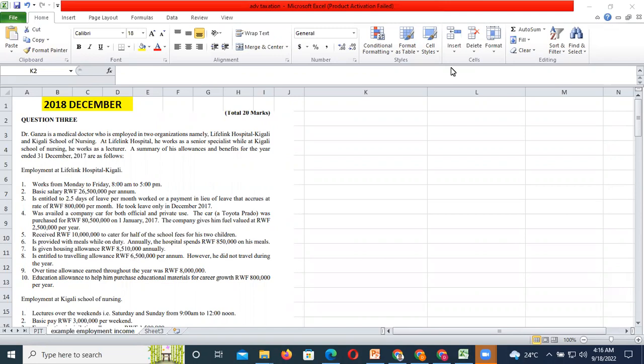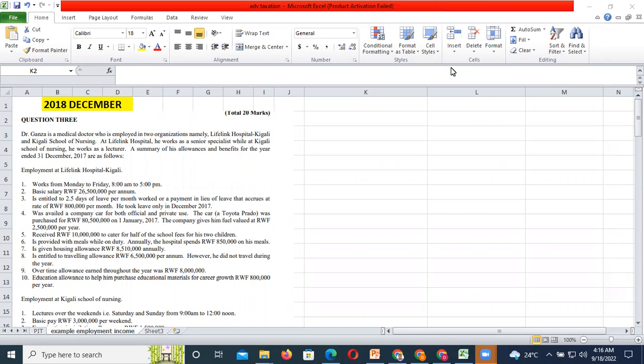So it means that if he goes for leave, he's given 2.5 days a month for a leave. If he does not go for leave, then he's compensated for that money for not going for leave. And they told us he only went for leave in December. It means 11 months did not go for leave. So he needs to be compensated for that leave pay.